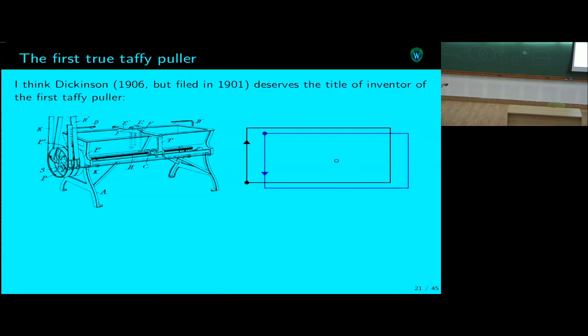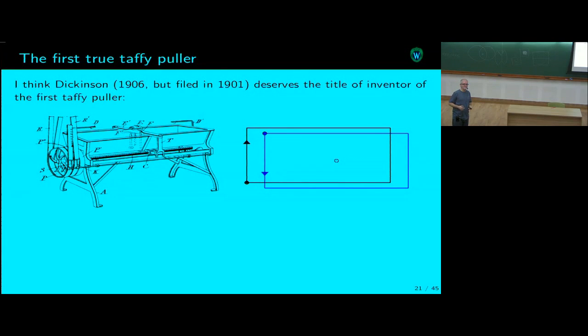Topologically, it's identical to our original taffy puller, except it's a really, really awful way of achieving this motion. In fact, if you read the patent, I think you're actually supposed to slide these belts on and off to change the direction of motion.